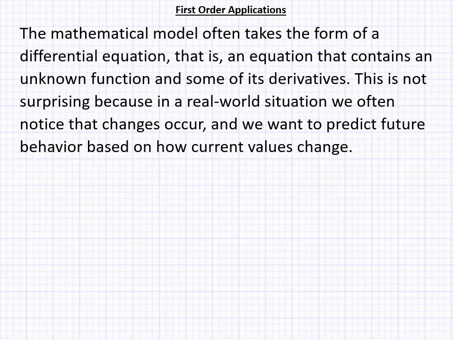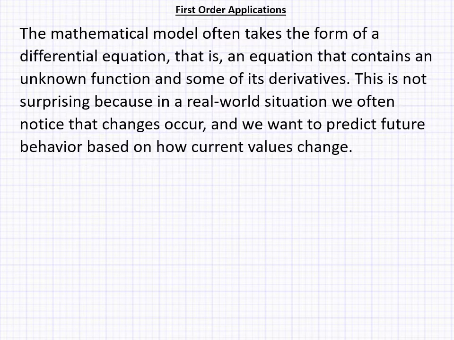So in this lesson, we're going to learn about some first-order differential equation applications. Now, we can't get into too many. We're just talking about first order here, but we can at least talk about some applications I'm sure that you've seen before in other classes, not realizing necessarily they were differential equation applications.